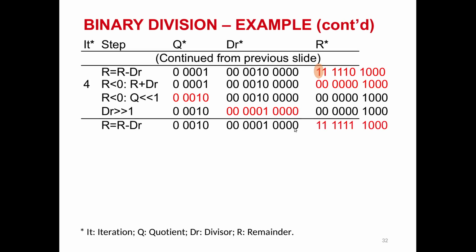And now the fifth step, we take this R and minus DR, and we have the result of 1 1 1 1 1 1 1 0 0 0.